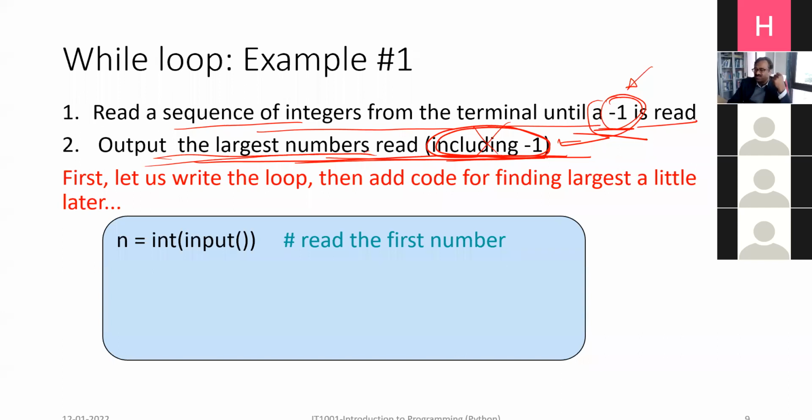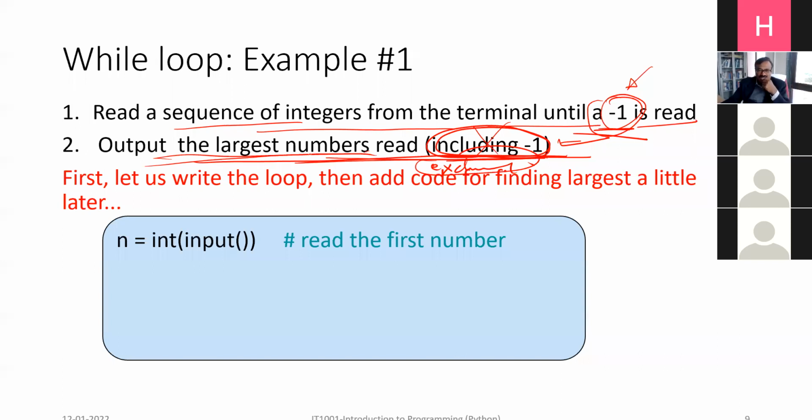So let's say I read this first number, which is, let's say, 5, right? And what is the maximum number so far? If I read 5 and then I put -1, then I have only one number. The -1 is just a termination criterion, a stopping criterion, and I am not going to include it. So I have just one number, and the maximum is 5.